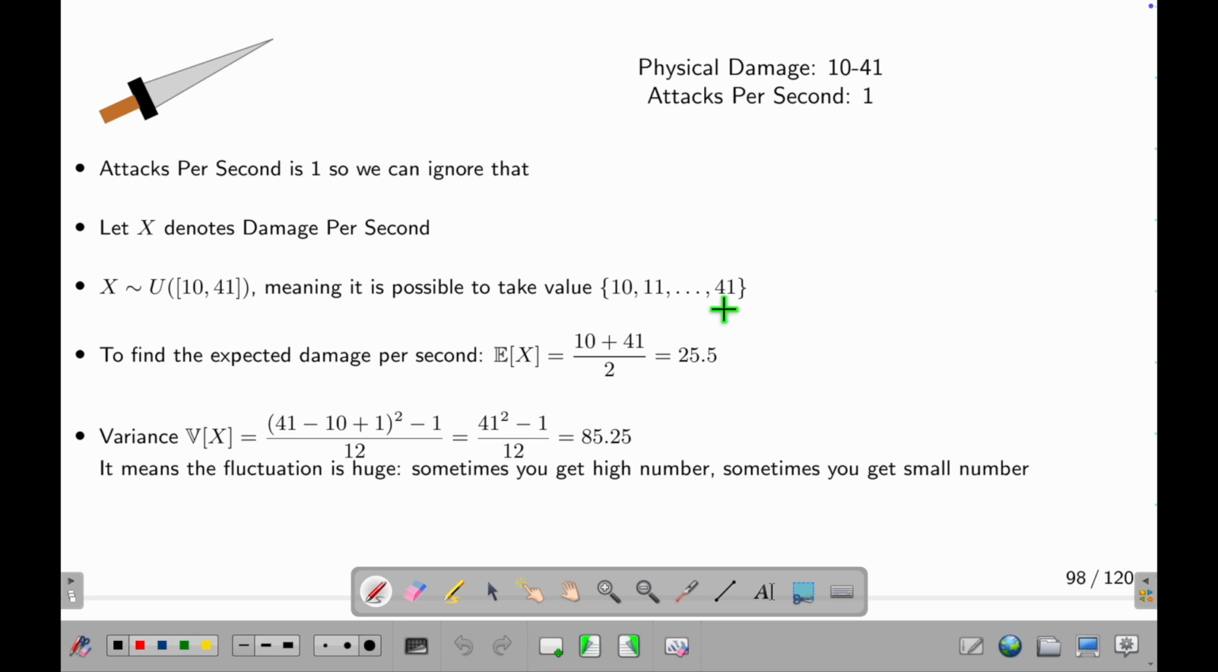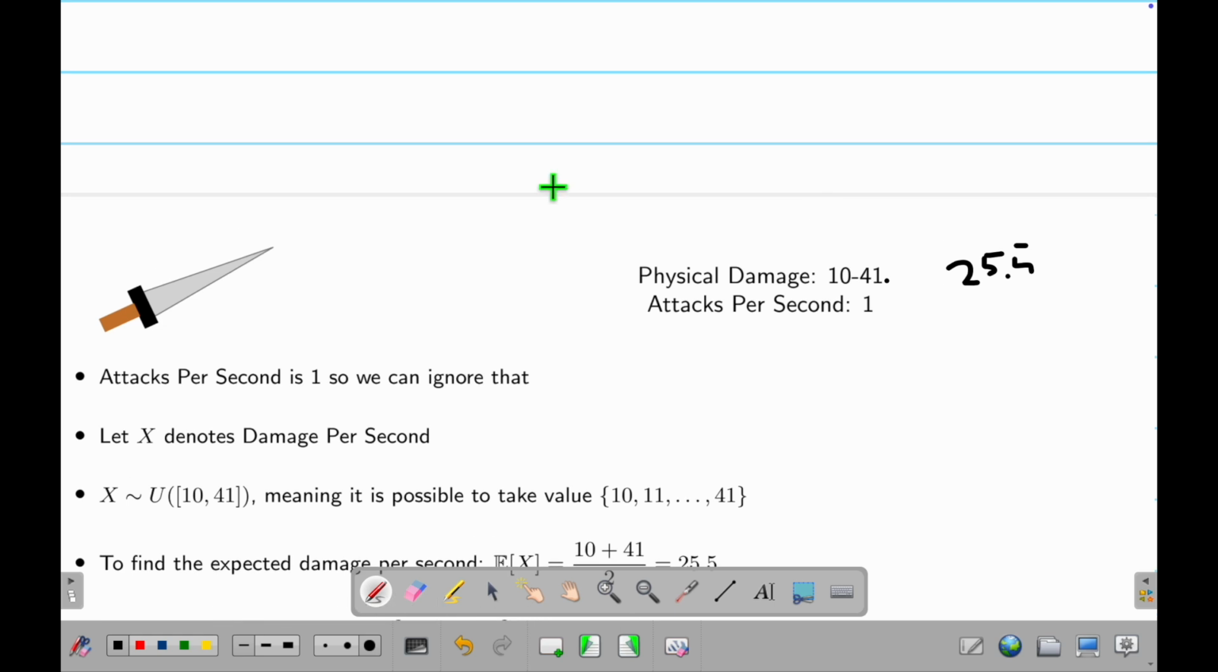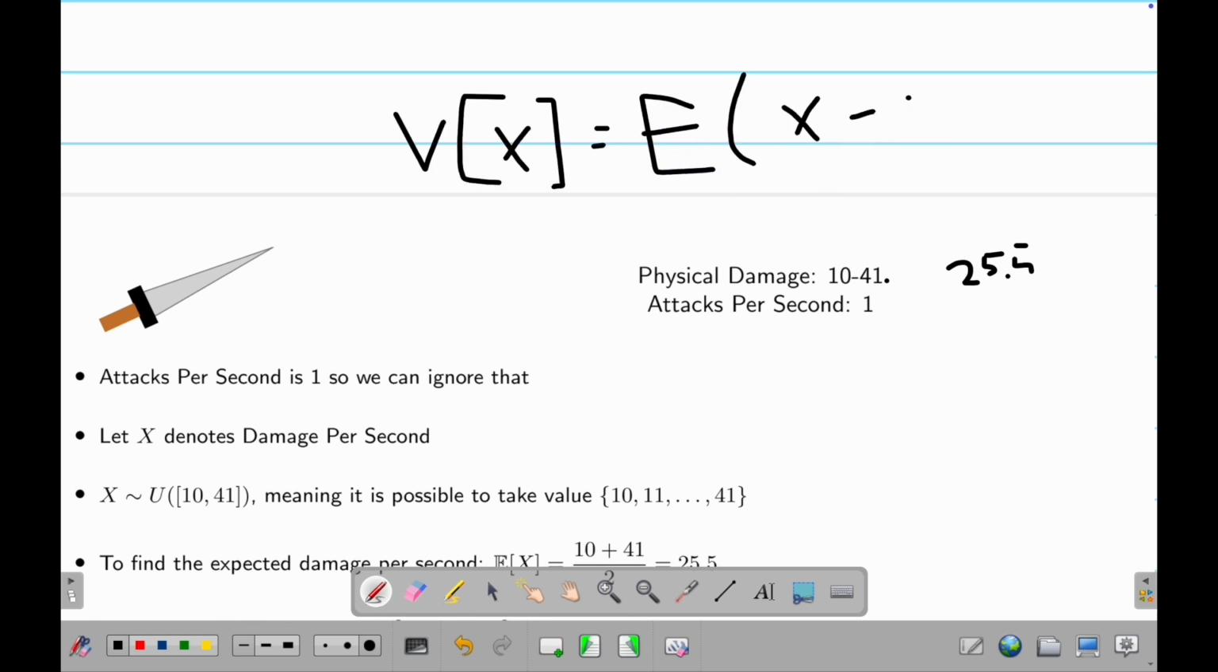The most consistent weapon in this case is this, which is not a range. It's exactly 25.5. If I have a weapon with no range, only one number, then this thing has variance 0. Why variance 0? What's V? E of what? X minus EX, okay? And then this whole thing squared, right?